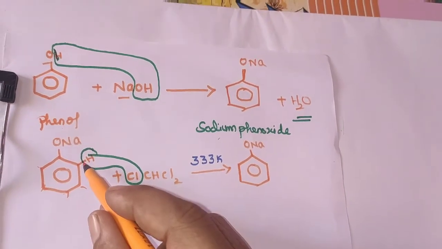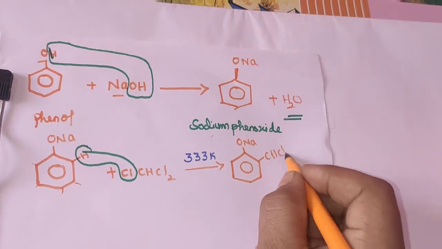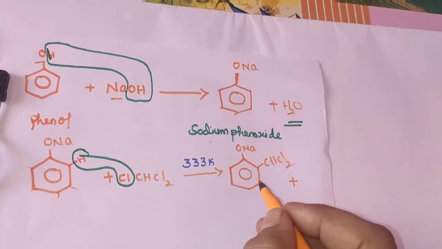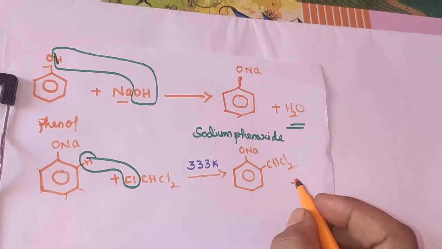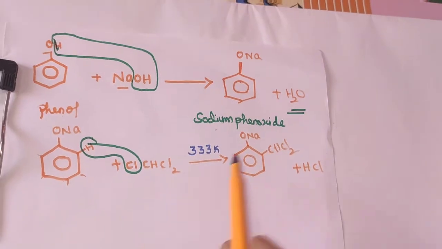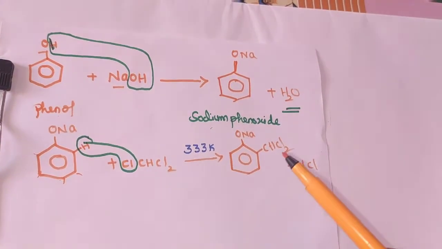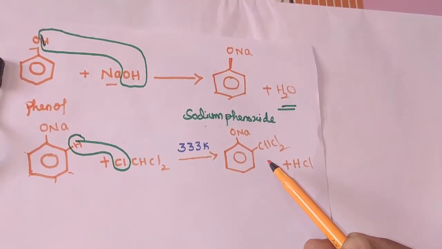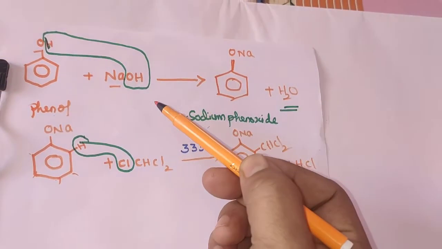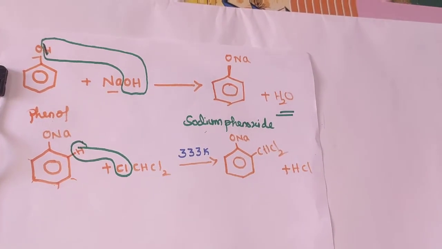At that place there is a substitution of CHCl2, and what is eliminated here is HCl, hydrochloric acid. So this is the second step. Similarly, now this CHCl2 is again treated with sodium hydroxide. What is the product we will obtain? Now let us learn about that.